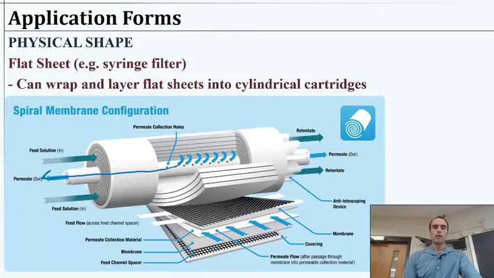So the deal is here, it's coming in the in-between spaces, and that means whatever doesn't make it across the membranes will come out from in between on the other side. So the permeate, the retentate is right here.